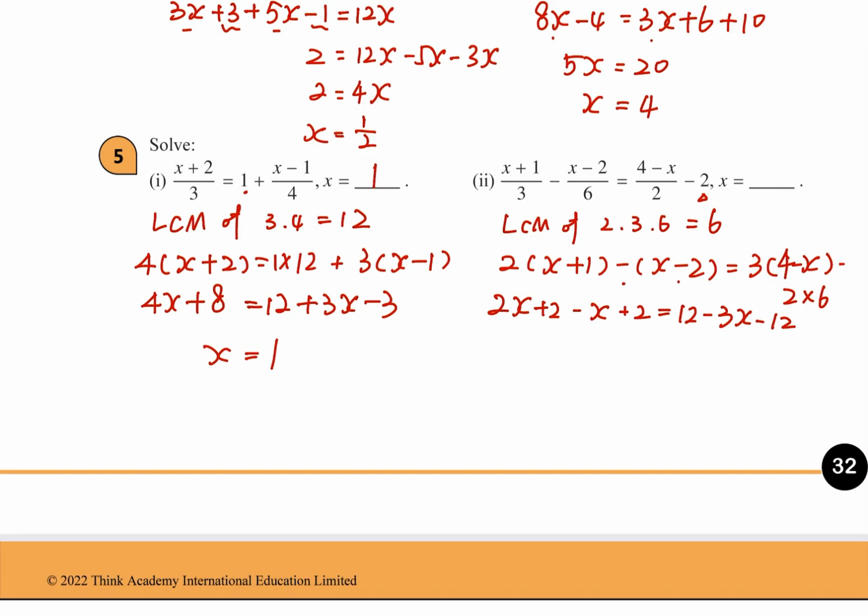Now we collect the like terms. We've got x on the left-hand side, minus 3x. So if we move the minus 3x to the other side, we would have 4x. And then on the right-hand side, the 12 and 12 cancel with each other. So we just need to move the 2 and 2 to the other side. So that's minus 4. Therefore, x is just minus 4 divided by 4, and that's minus 1. So that's all for the homework questions.